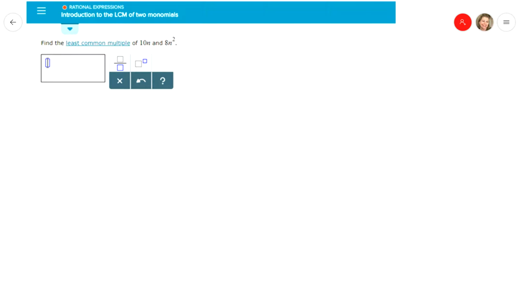Introduction to the LCM of two monomials. LCM stands for least common multiple.